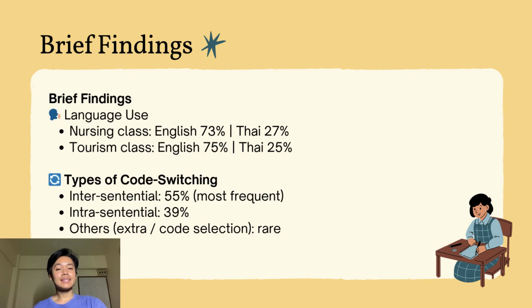Now let's move to the findings in terms of language balance. In the nursing class, English was used about 23% of the time and Thai about 27%. In the tourism class, English was used about 75% and Thai about 25%. For the types of code switching, the most common was inter-sentential switching at about 55%, and the second was intra-sentential switching at about 39%, and the other two types were quite rare.